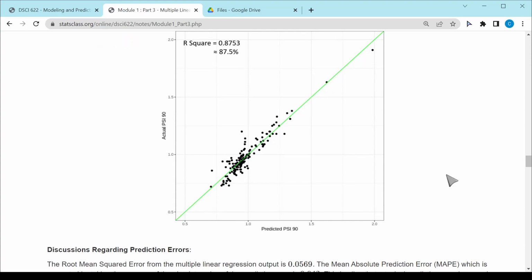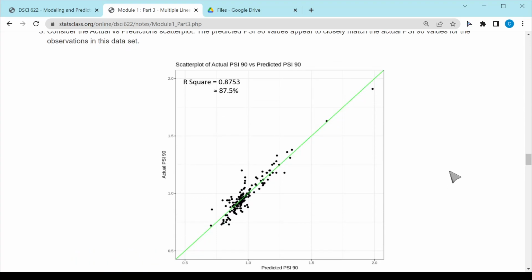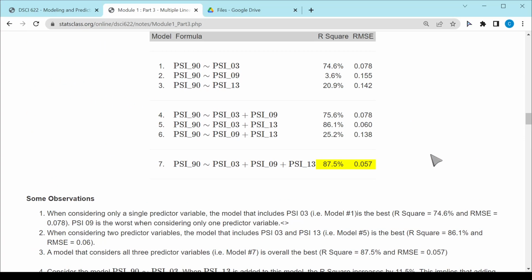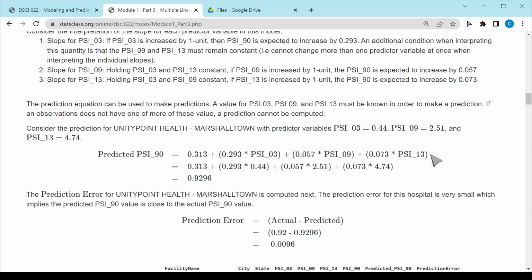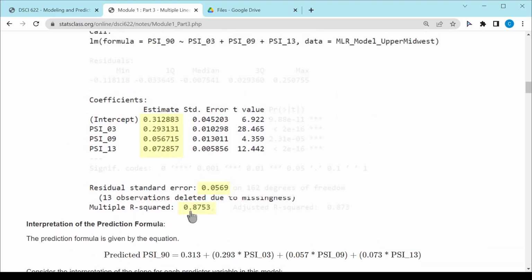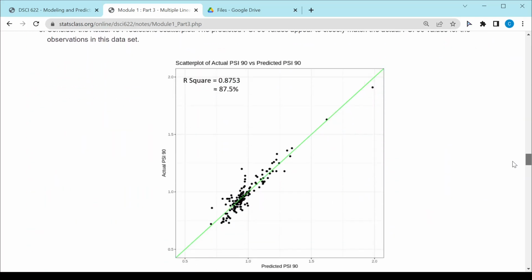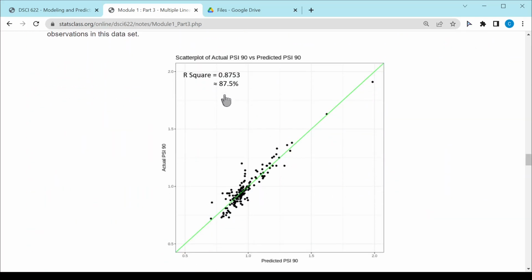Next, let's look at the predicted versus actual plot. The interpretation here is the same as what we had for simple linear regression. My R-squared is at 87.5% here. Okay, so from my model, where's my model output? Way up here. My R-squared is at 87.5. And that's pretty good. Remember, the R-squared ranges from 0 to 1. So having an R-squared of 87, almost 88% is pretty good.